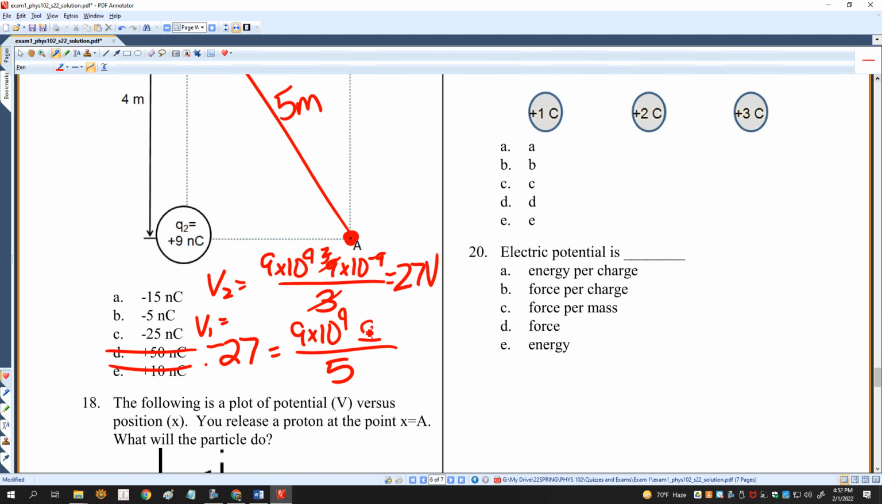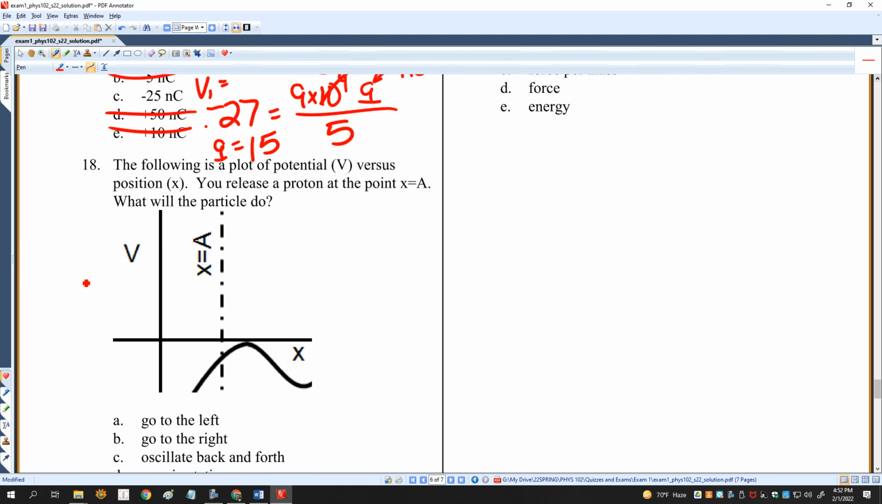I'm going to go ahead and get rid of this 9 and say that this is in nanocoulombs, right? Because I have that nano in there. So I'll just get rid of that 9. And then I'll solve that for Q. And I find that Q is equal to 15. So A is the right answer. Oh gosh, this is a lot like the previous one. If I release a proton at point A, they tend to move from high to low, so it'll go to the left.